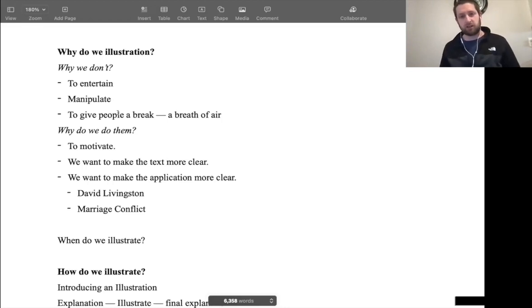You're just looking at your explanation points, looking at the text. Is there anything that needs to be illustrated that would be difficult for people to understand, or that we can make more clear through illustration?